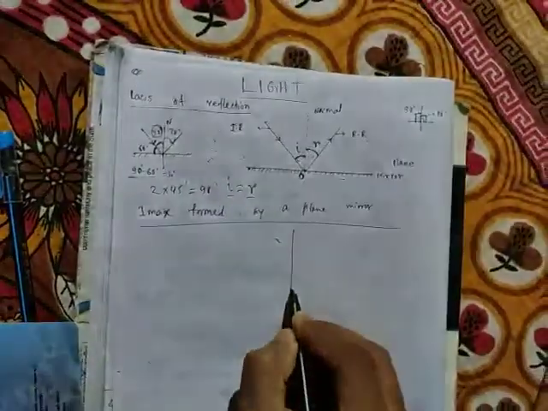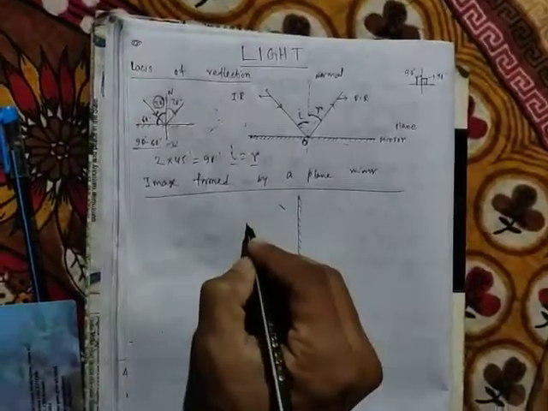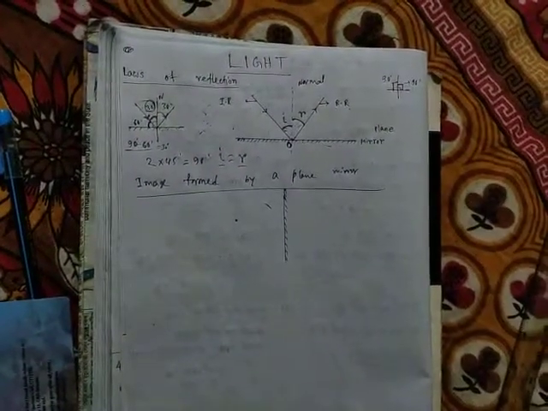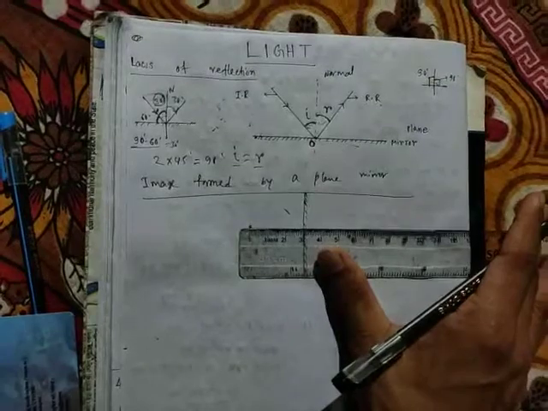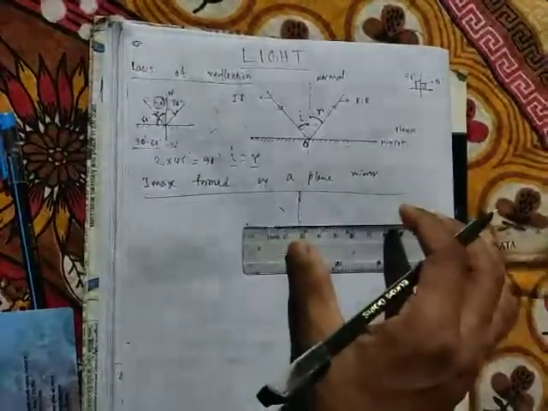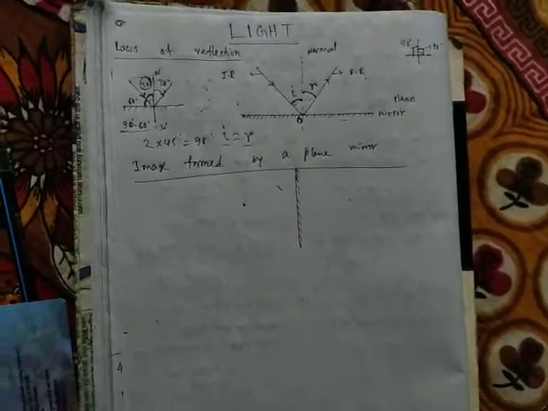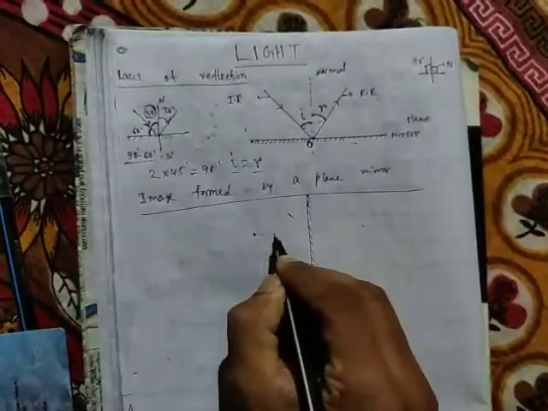Suppose this is the mirror, or the plane surface, whatever you say, and this is the object. What is the object distance from the mirror? See, the object distance is 3 centimeter. Now come. That means this is the mirror, M, and this is 3 centimeter.